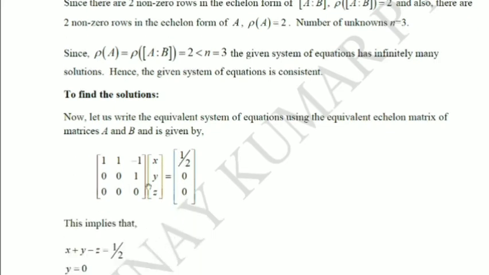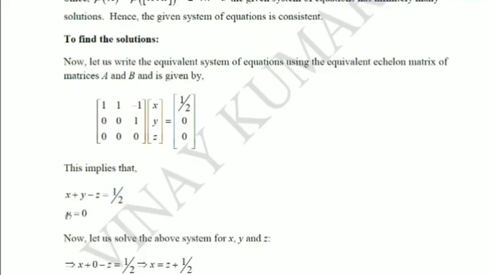Now multiply them. First row into first column: 1 into x plus 1 into y minus z equal to half. That is our first equation. The second one is 0 into x plus 0 into y plus 1 into z equal to 0. So this is z equal to 0. And the next row is 0, so if I multiply this by 0, you will get 0. So we have only two equations. Now let us solve these for x, y, z.